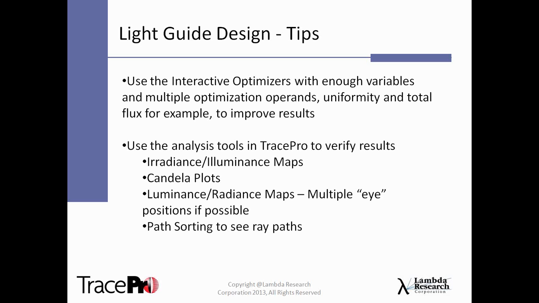And then lastly, use the analysis tools in TracePro to verify your results. Things like the irradiance and the illuminance maps to look at the spatial distribution of light. Use the candela plots to see the angular distribution. What kind of angles is that light coming out of the light guide at? We can also use the luminance and radiance plots, and this can be used to see how this would look to a viewer or to a camera. Ideally, you'd want to set up multiple eye positions. So for a light guide like the one I just showed, you may set up a luminance map looking straight into the light guide, but you may also set up another one 45 degrees off axis. So what would the light guide look like to an off-axis viewer as opposed to somebody looking at it straight on? And you can also use path sorting to see different ray paths in TracePro, as well as to see where rays are hitting a specific area of the irradiance map. Where are those rays coming from? So there are a lot of path sorting and ray sorting options available in TracePro.